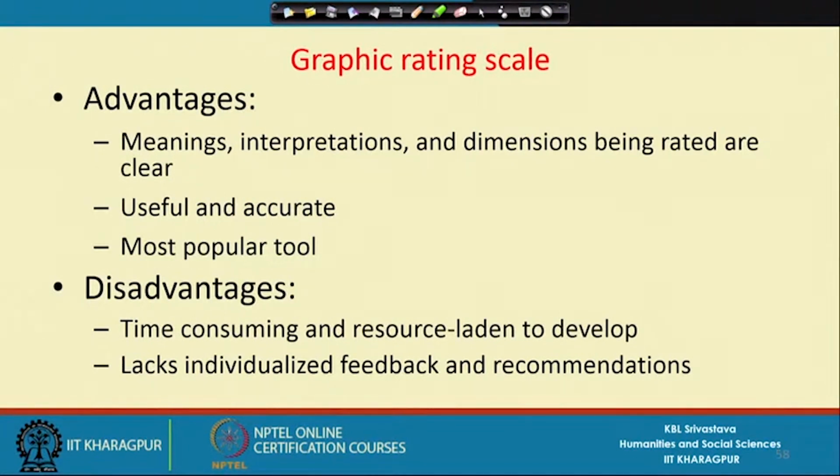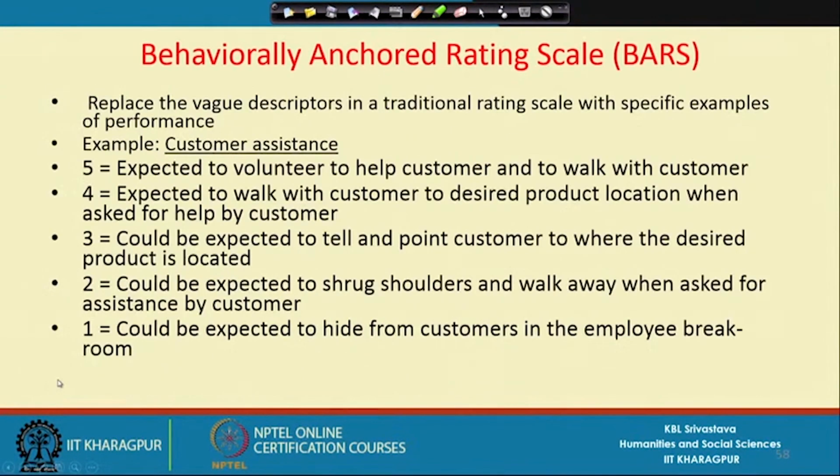So, it becomes more important and meaningful, right, but doing that is very time consuming and it requires a lot of resources. Okay. Then coming to another important scale, which is an alternative, or you can say a more refined rating scale. This is known as the behaviorally anchored rating scale. In the case of the behaviorally anchored rating scale, what happens? You are going to replace the vague description of a traditional rating scale with specific examples.